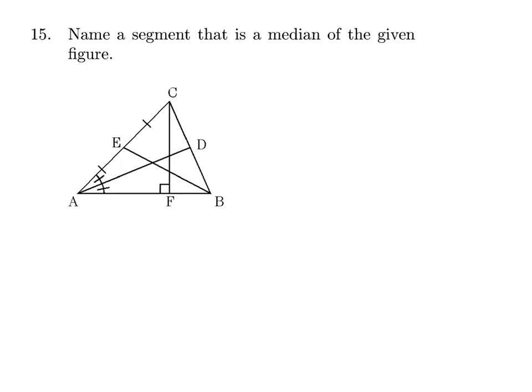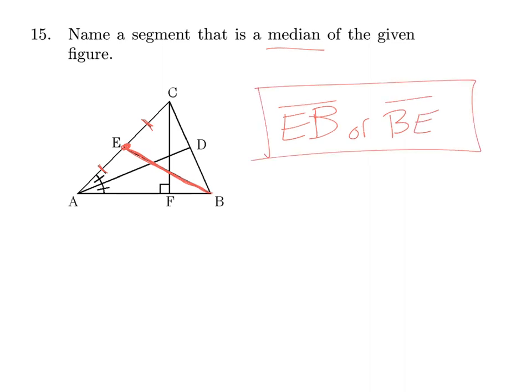Name a segment that is a median of the given figure. All right, what does it mean to be a median? It means a line that's coming across the triangle and then hits the side at its midpoint, and it bisects it. So this red line here, that's a median. So name the segment. You could say EB, or you could say BE. You could order the letters however you want. All right, done with that.